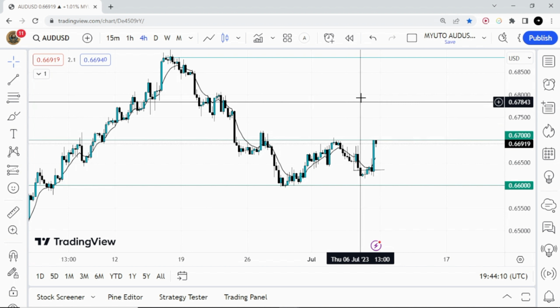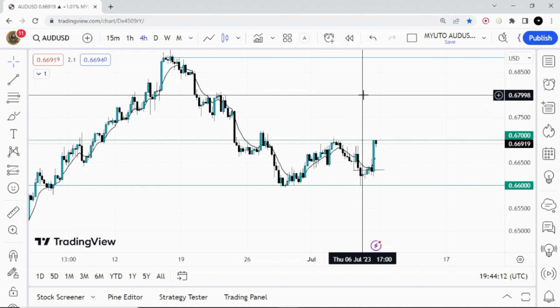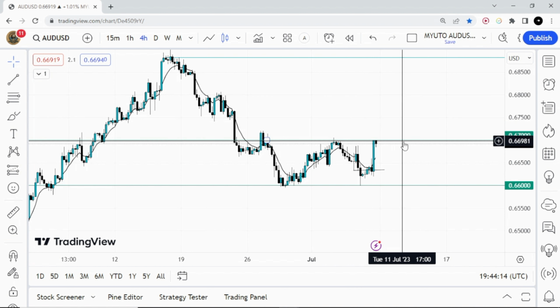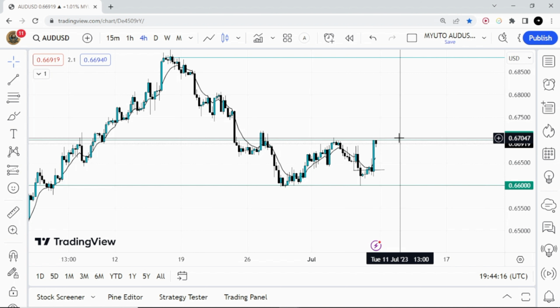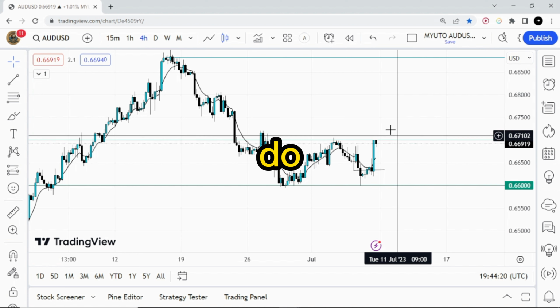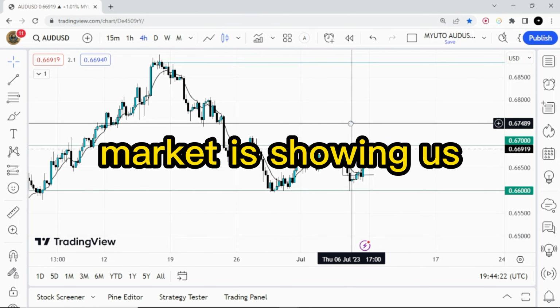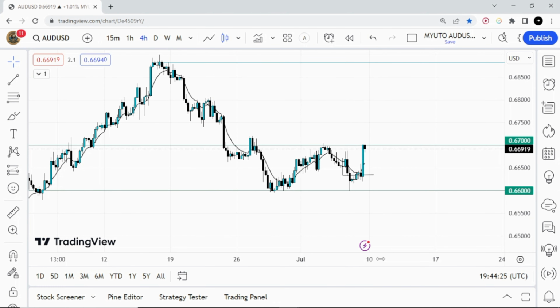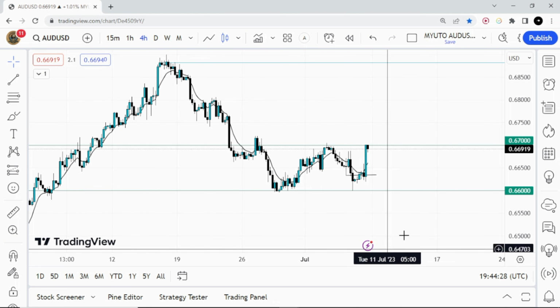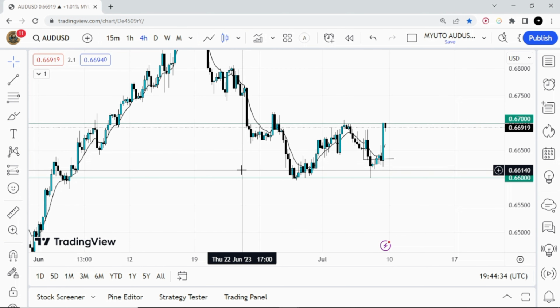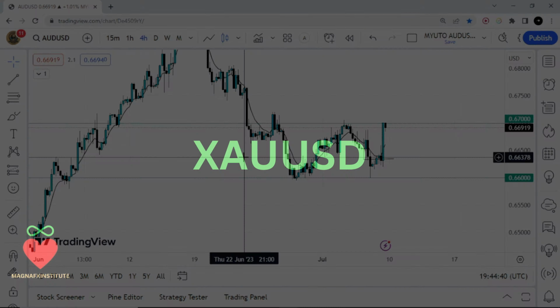For scenario B, we might come up to 0.6800. Find resistance, then come find support at 0.6700. Anything can go. These are the markets. All we have to do is just react to what the market is showing us. We do not control the market. We only trade with the market. Okay, that's my analysis for AU. We head over to gold.